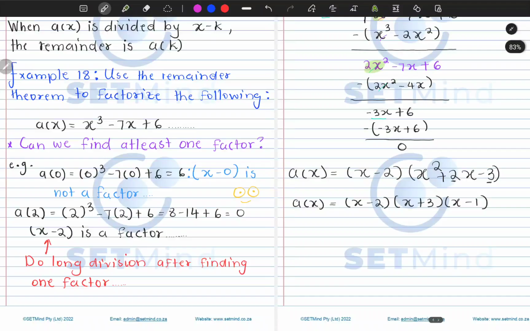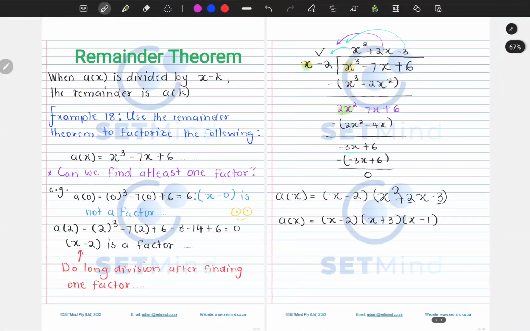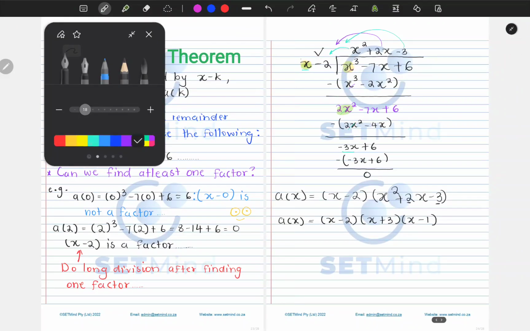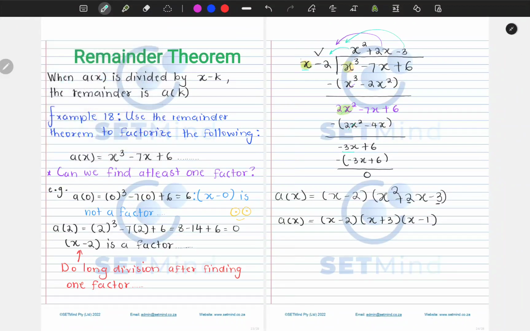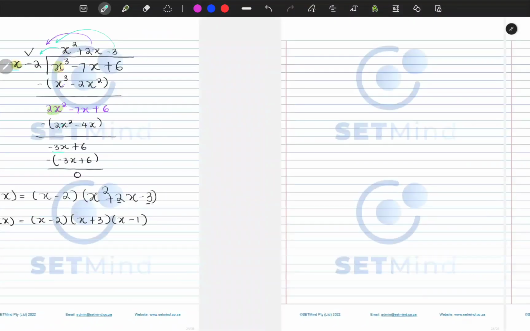The question was, use the remainder theorem to factorize the following. And that is what we ended up finding. I hope you are able to make sense of this and you understand. Let's have a look at one more example and then we can call this session to an end. Let's have a look at example 19.